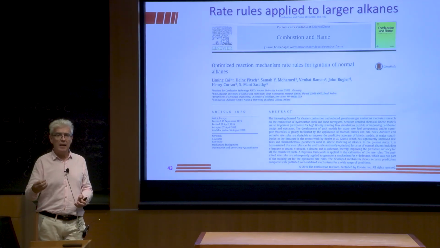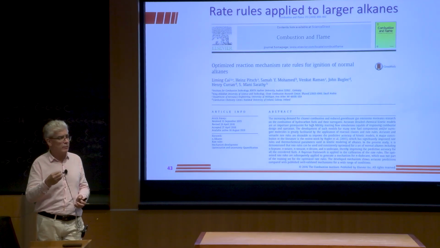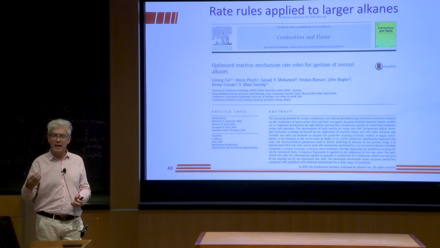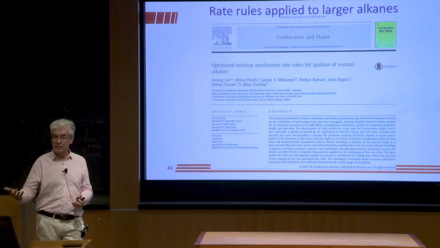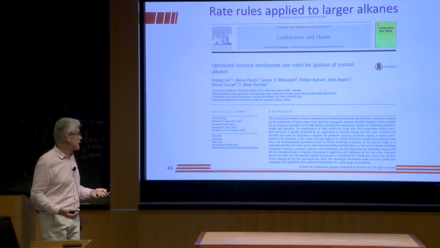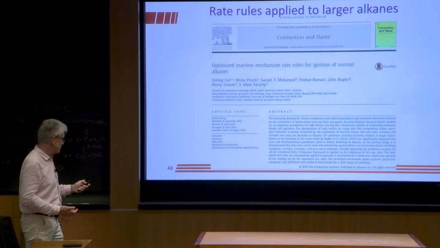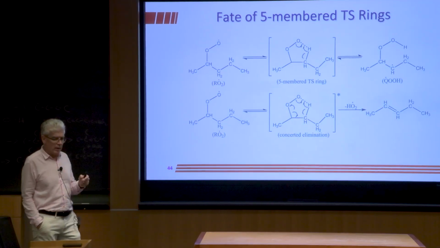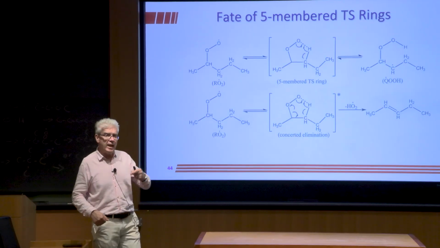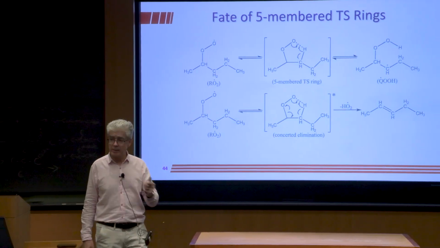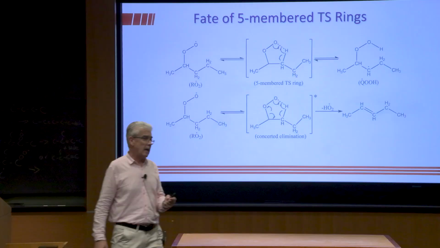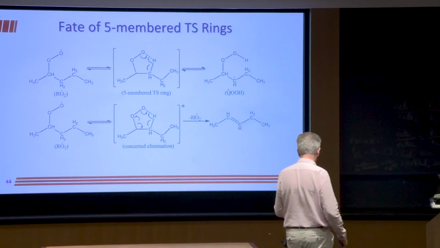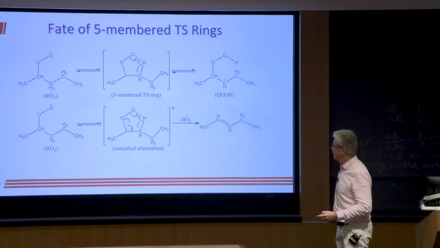And then he said, okay, let's now make a mechanism for n-dodecane, C12. And does the model match the data or not? And it did. Okay? So that's what that paper says, right? But another thing I want to say is the fate of the ring structure is important, right? What happens with 5-membered rings? What happens with 6-membered rings? What happens with 7-membered rings? So bear this in mind.